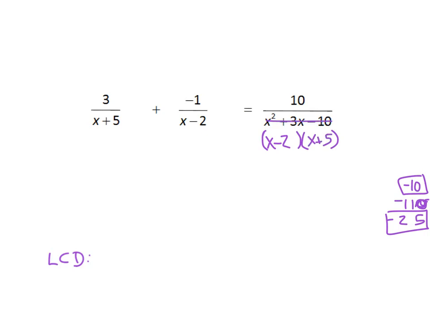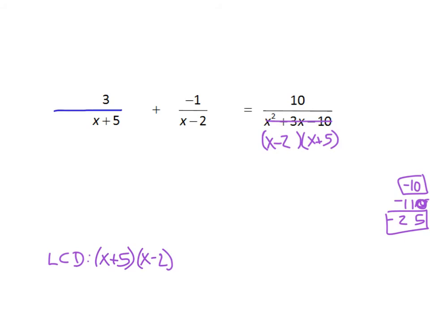Now we're going to come down and write our LCD. Our first denominator is x plus 5, so we need that factor. We do not already have the factor of x minus 2, so we're going to include the x minus 2. Looking at the third denominator, we already have the x minus 2 factor, and we already have the x plus 5 factor. So this is our LCD. We are now going to multiply each of our fractions by the missing portion of the LCD.